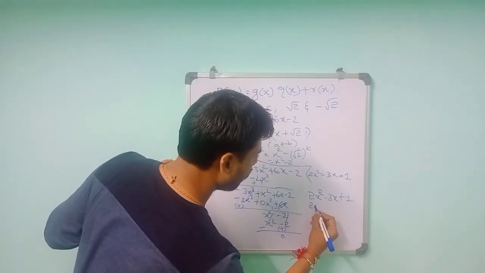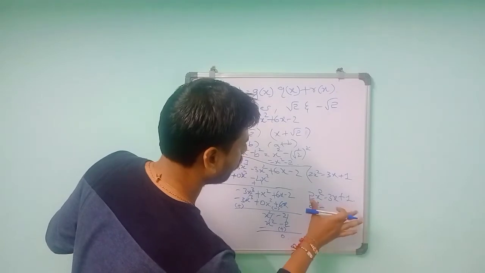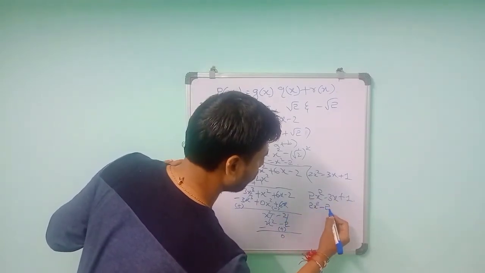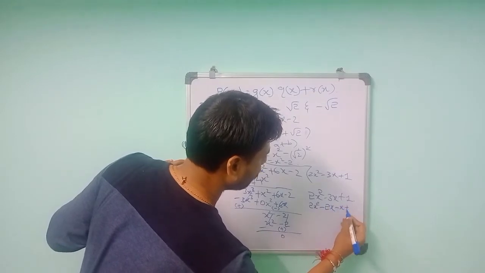How? 2x square minus, we have to split the middle term. So 1 into 2 is 2, so to make 3, minus 2 into minus 1. Minus 2x minus x plus 1.